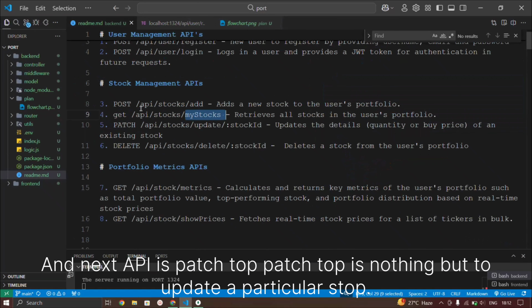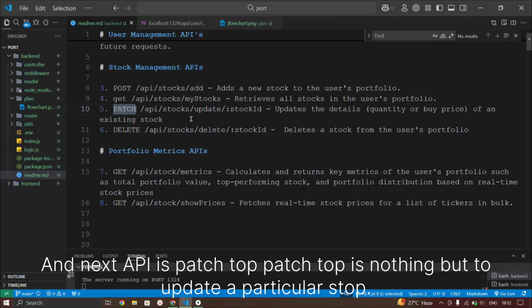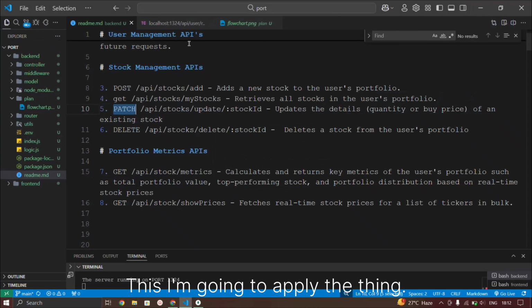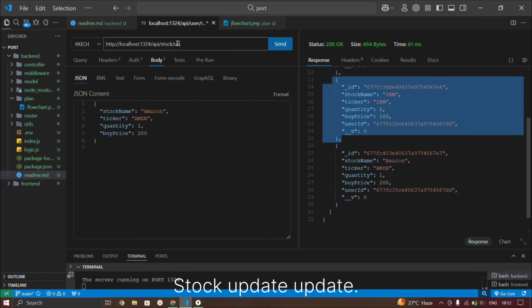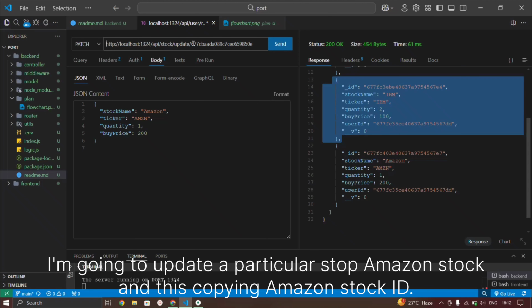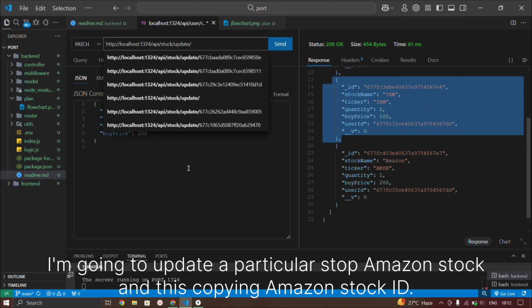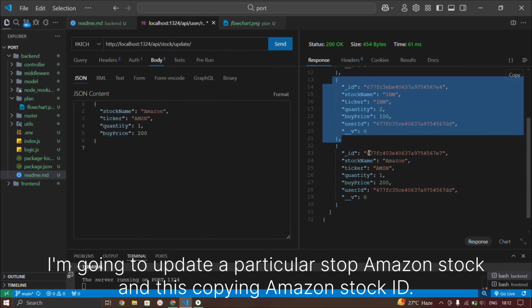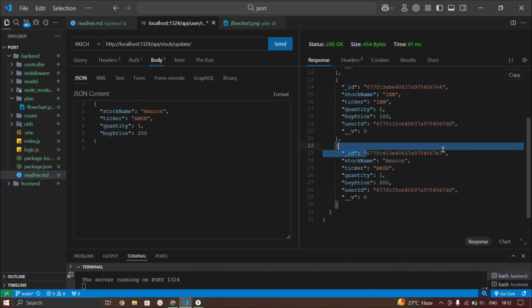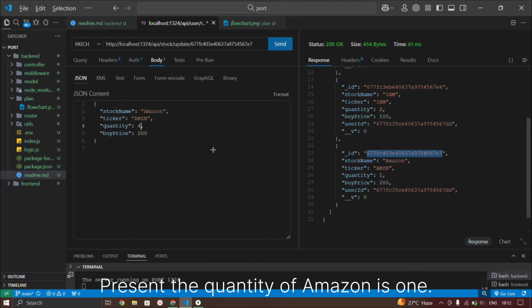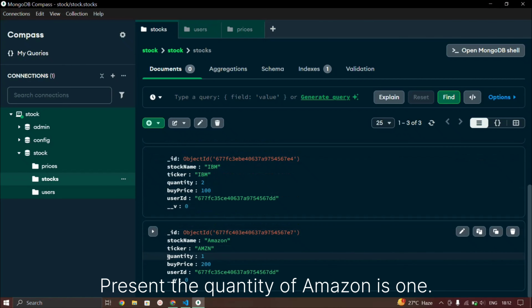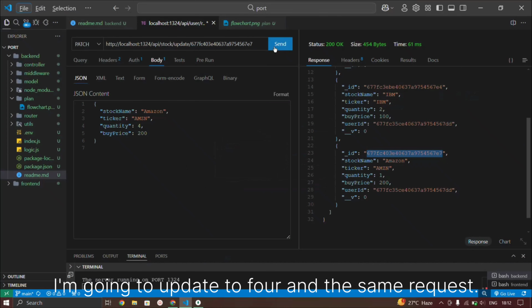And the next API is PATCH stock. Patch stock is nothing but to update a particular stock. I'm going to apply a PATCH request to update a particular stock, the Amazon stock. I'm copying the Amazon stock ID and keeping the ID here, and I'm changing the stock quantity to 4. The present quantity of Amazon is 1. I'm going to update it to 4 and send the request.